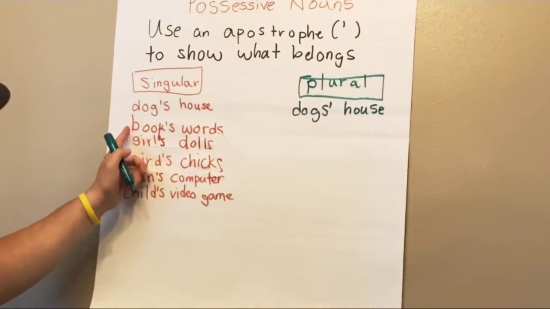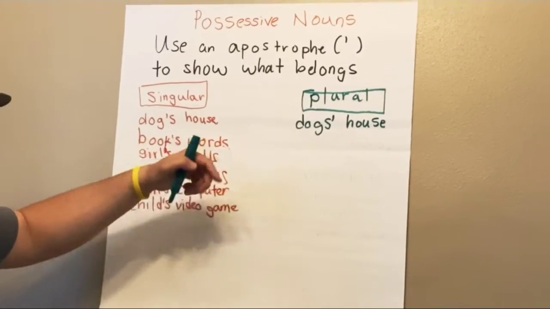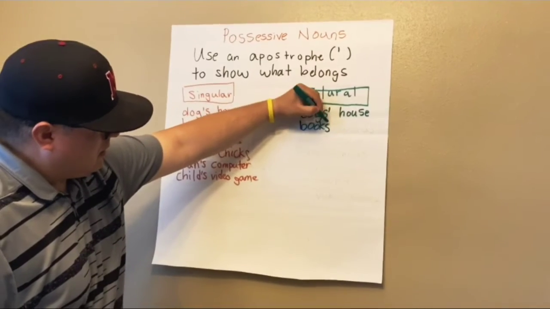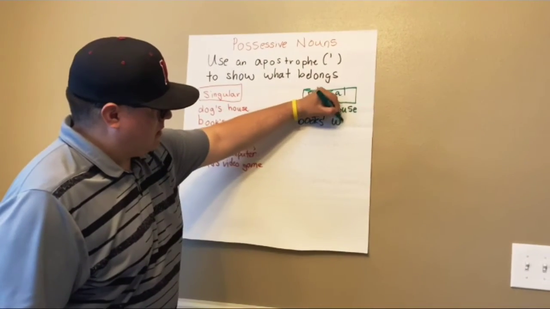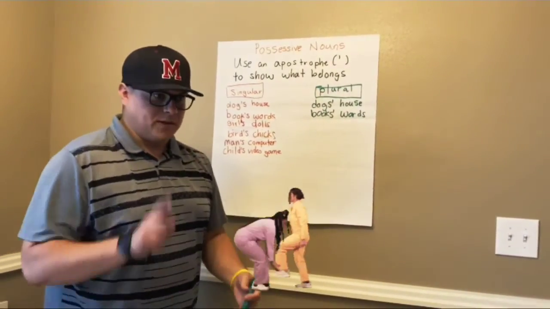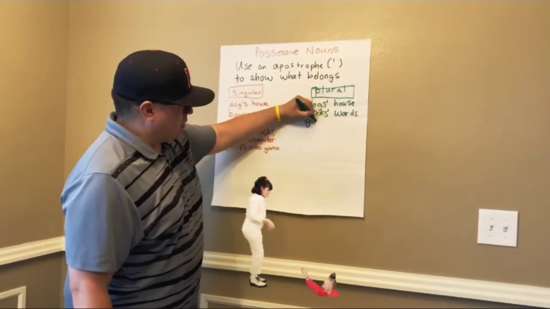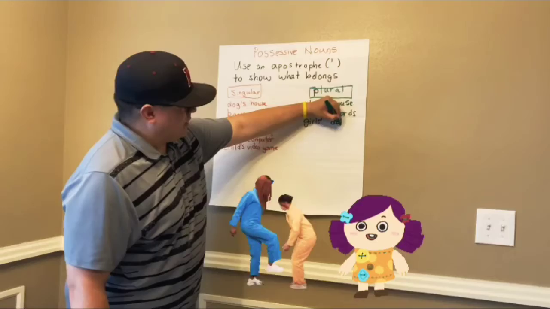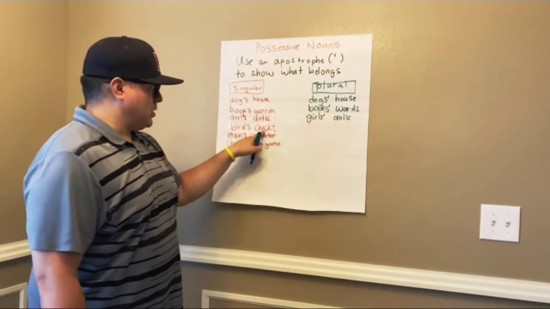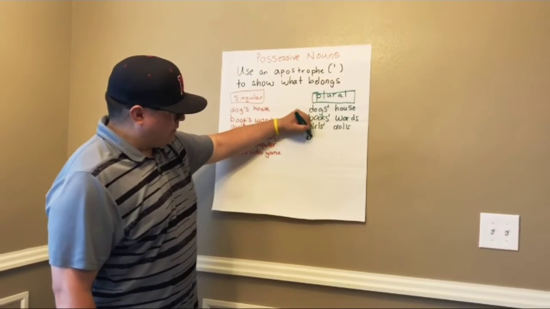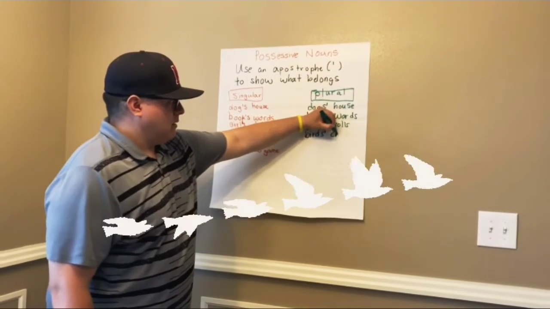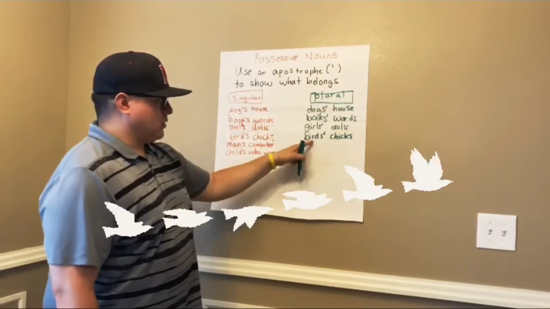If singular was book's words, like book apostrophe S, we follow that same rule. We would say books', after the S. We go on over to girls' dolls. If we're talking about multiple girls, not just one girl, we would say girls' dolls. And again, the apostrophe comes right after the S. Okay, birds' chicks, same thing. We write out birds, and the apostrophe comes right after the S. So we're talking about multiple birds, right, and their chicks.